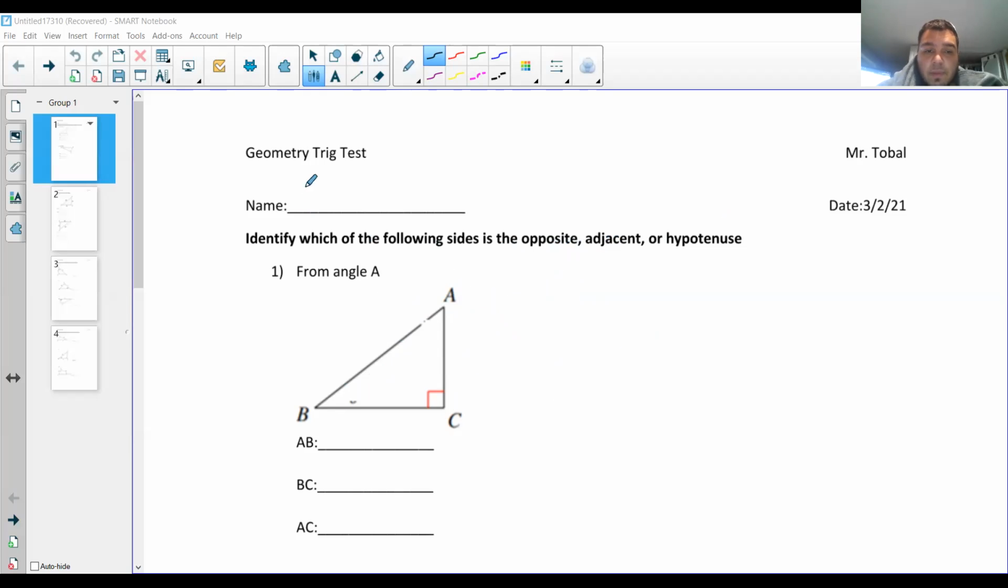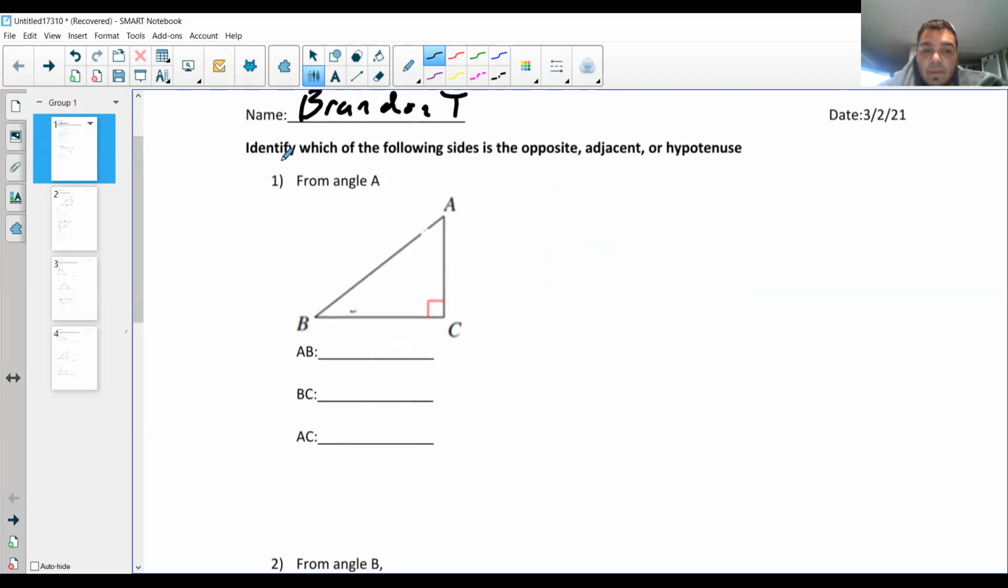It's very useful. So always start off with your name. And let's get started. Identify which of the following sides are opposite, adjacent, or hypotenuse. Now, identifying all these sides is literally one of the most important skills, because you need to be able to do any of those trig functions, SOHCAHTOA, sine, cosine, tangent stuff.